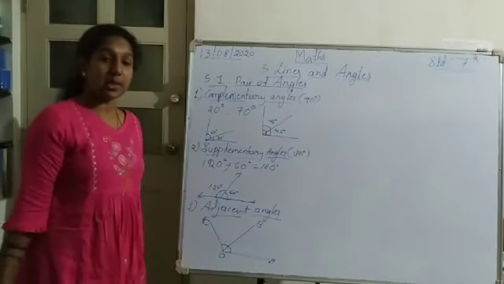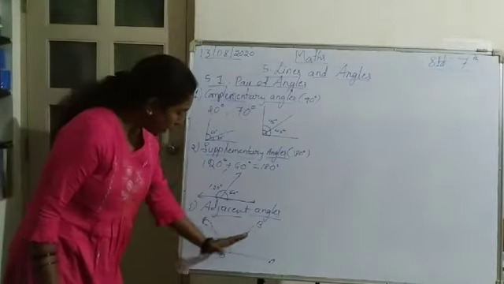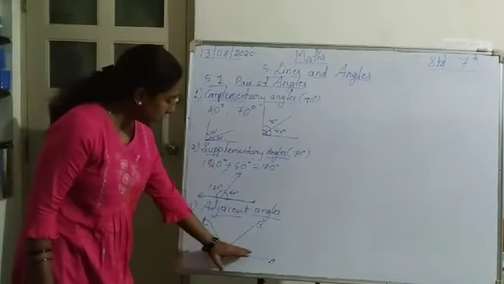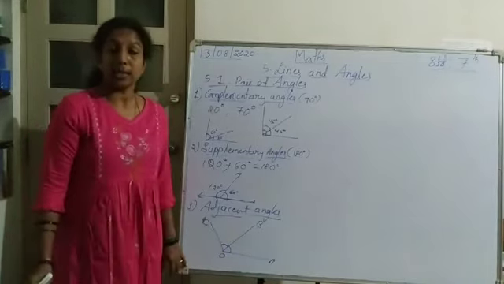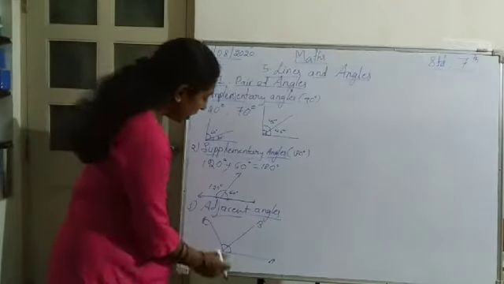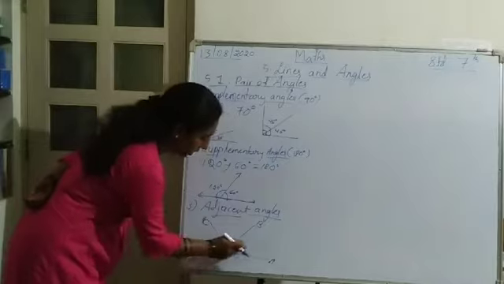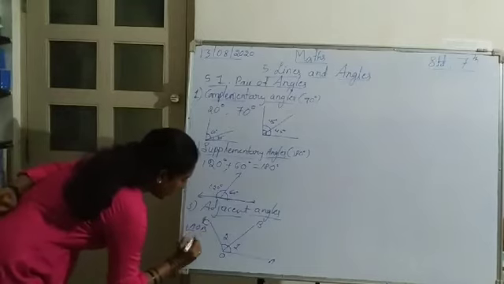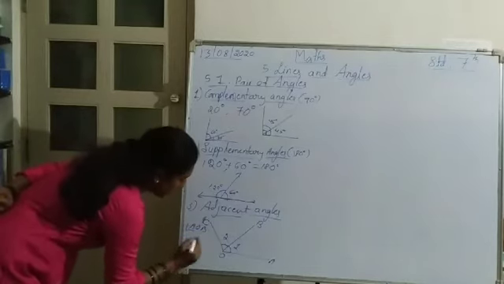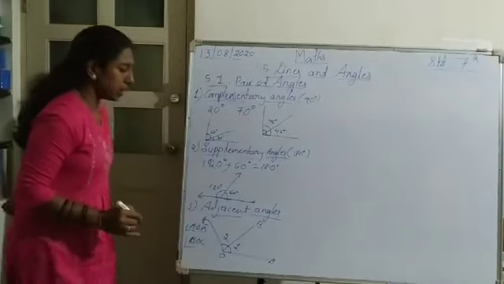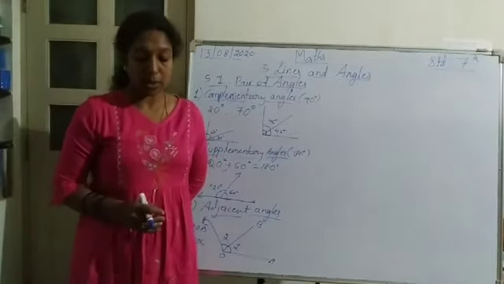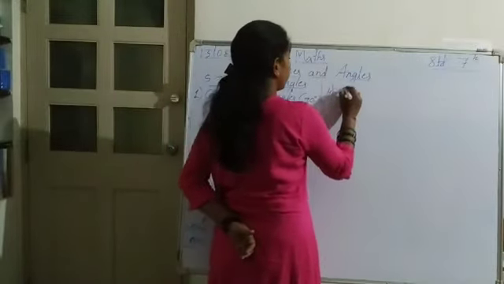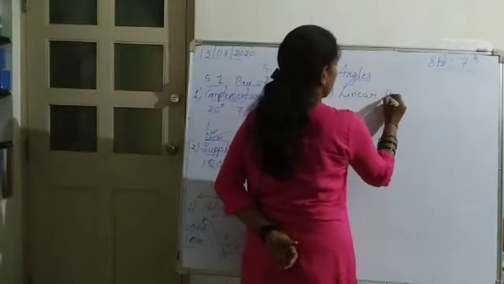So when we call them adjacent angles, it means they should share one arm and have a common point. Then we say those two angles are adjacent angles. If I write 1 and 2 here, these angles are angle AOB and angle BOC. These two are adjacent. Now let us come to the next one, the fourth one, linear pair.